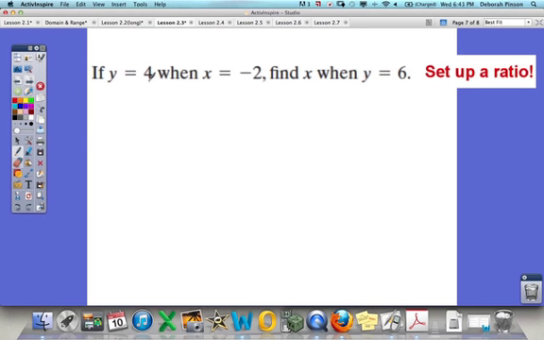Okay, one last question. If y equals 4 when x is negative 2, now I should say this is assuming there's direct variation. If y equals 4 when x equals negative 2, find x when y equals 6. You just need to set up a ratio. So 4 to negative 2 equals 6 to x. So 4x equals negative 12 when I cross multiply. x equals negative 3.